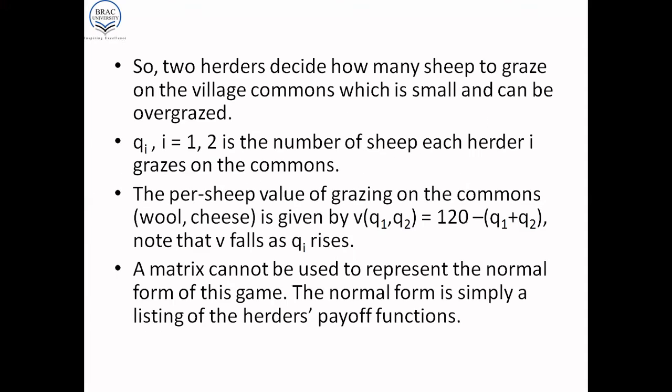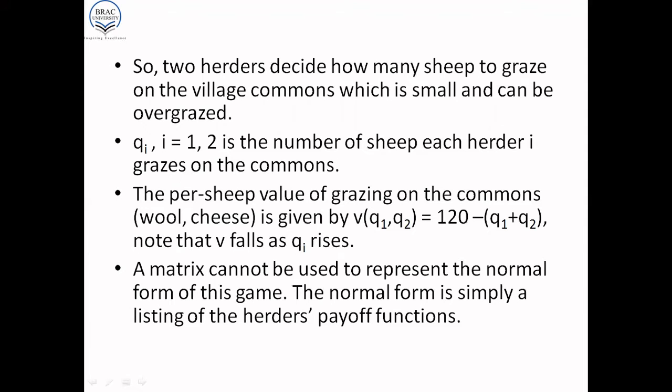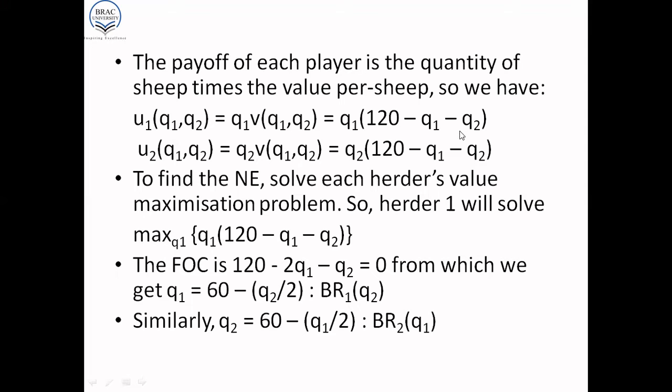So when I remove the brackets from this expression, I have 120 minus Q1 minus Q2, and that's what I write over here. And similarly, the payoff of herder 2 is equal to Q2 times V, and that's equal to Q2 times 120 minus Q1 minus Q2. Now to find the Nash equilibria, we solve each herder's value maximization problem. So we solve them separately.